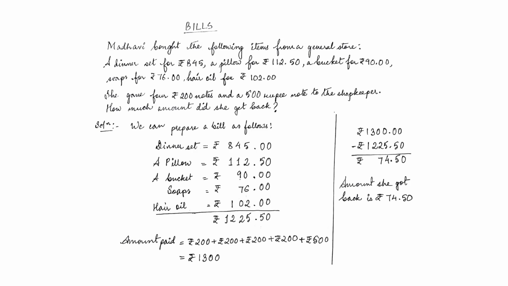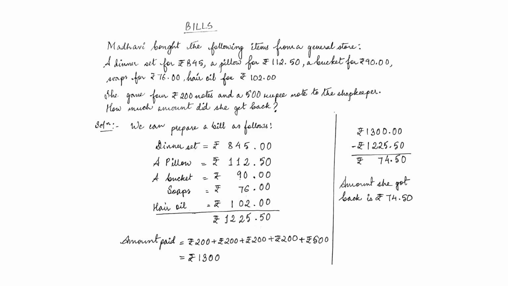Now first of all, we will prepare the bill, then we will calculate the amount. So we can prepare a bill as follows. As given, dinner set is rupees 845, then a pillow rupees 112.50, then a bucket rupees 90, then soaps rupees 76, and hair oil rupees 102. After preparing the bill, we will calculate all the amounts. So after adding all the amounts, the answer is rupees 1225.50. So this is the bill.